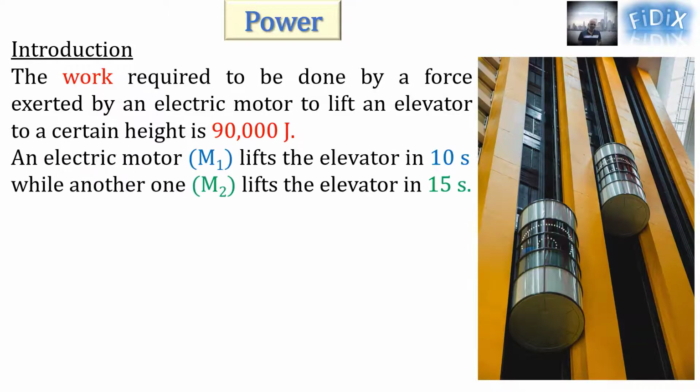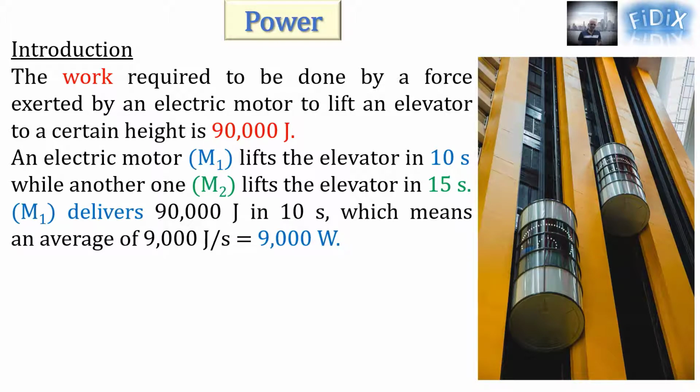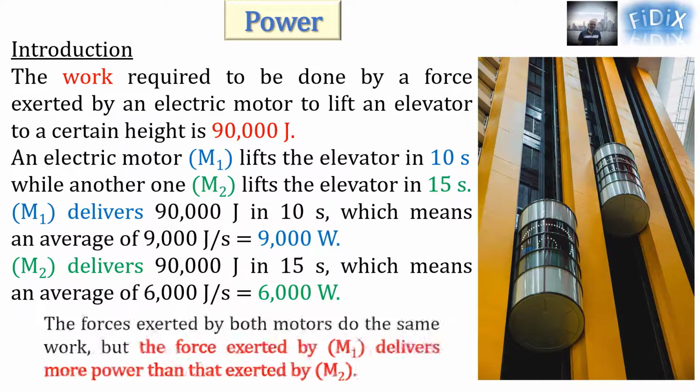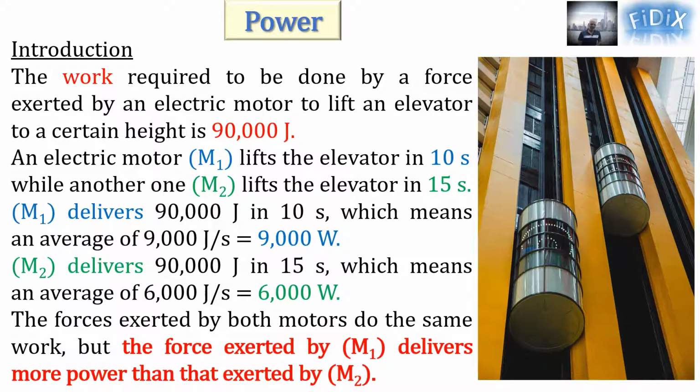An electric motor M1 lifts the elevator in 10 seconds, while another one M2 lifts the elevator in 15 seconds. This means that M1 delivers an average of 9,000 joules per second, or 9,000 watts, while M2 delivers an average of 6,000 joules per second, or 6,000 watts.